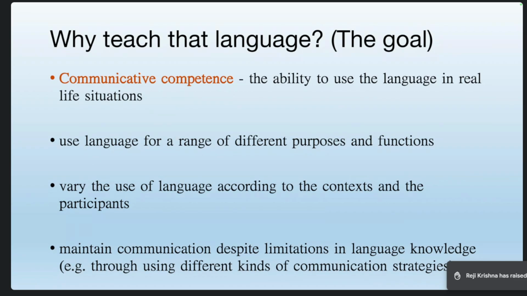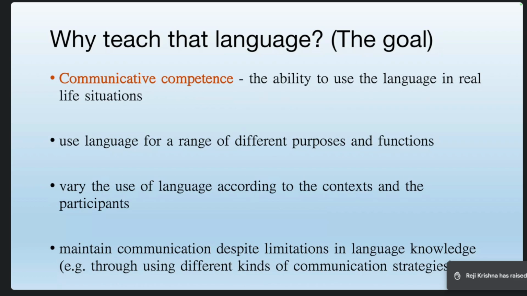So that is the ability to use language in real life situations and use language for a range of different purposes and functions, not just function in the classroom to write the exam, but to go out and use the language for a range of different purposes and functions. Vary the use of language according to context and participants. This is another very important function that will be served if we encourage students to be communicative.